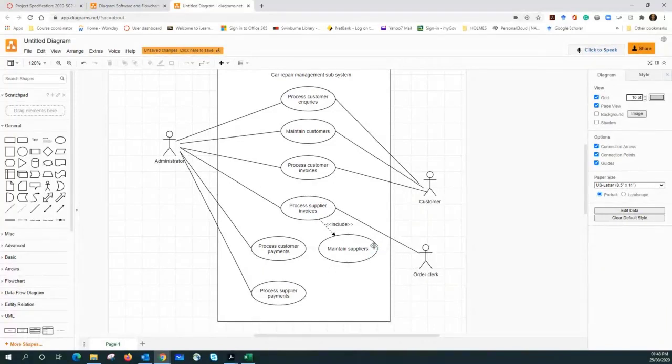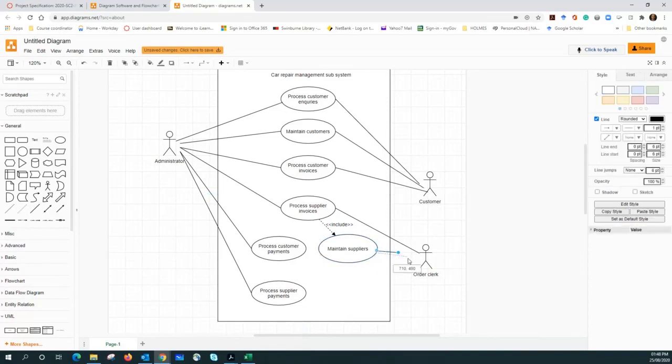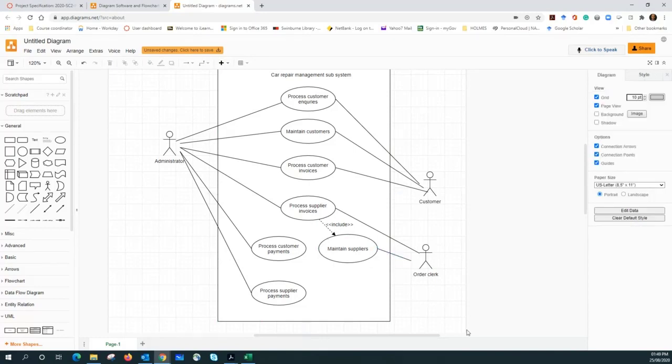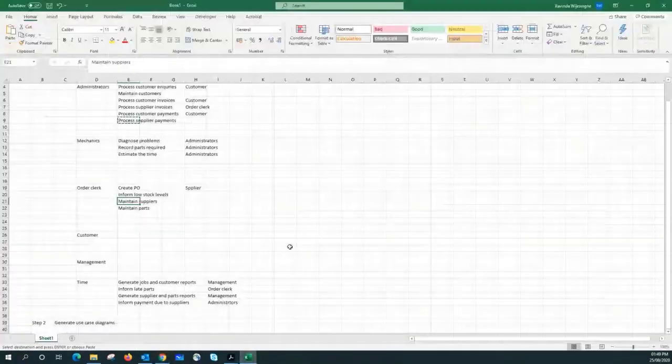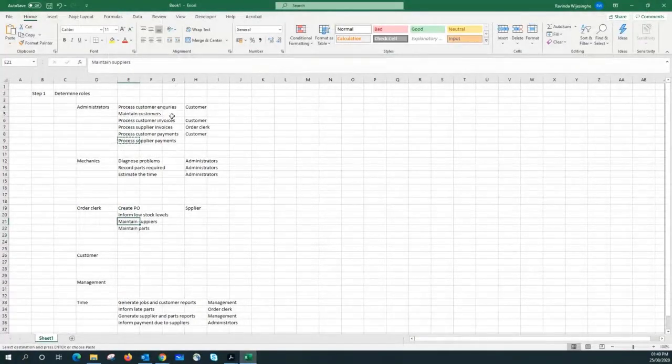Or if you want, actually, you can show that in this case, since we have the order clerk here, since the order clerk can maintain that process. Maybe you can actually link it, show that the order clerk is the one who is maintaining that, right? And similarly, you can put the extend relationship as well.